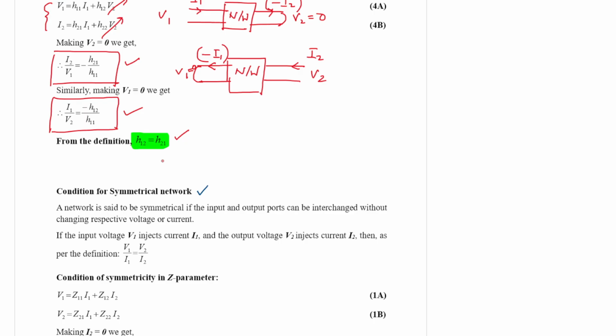So whether a network is reciprocal or not can be proved in different ways. It can be proved by impedance parameters, admittance parameters, transmission parameters or H parameters, depending on your wish.